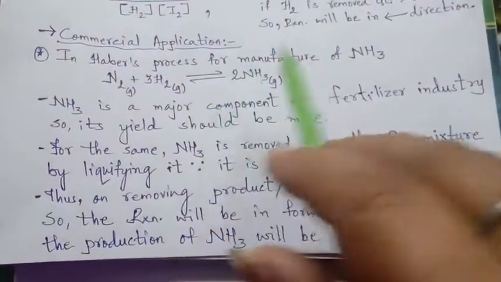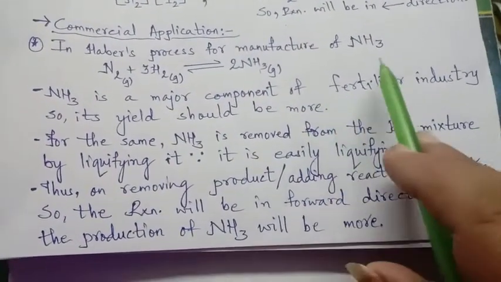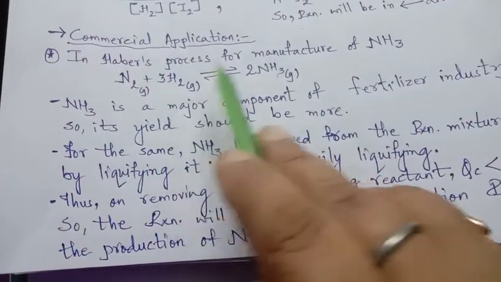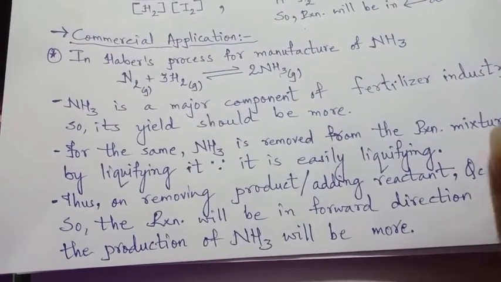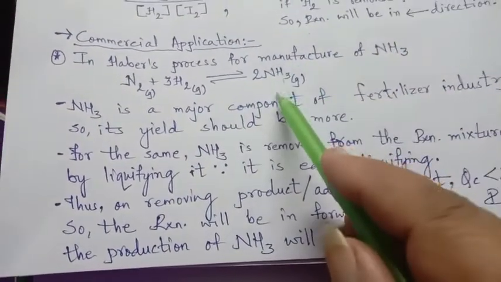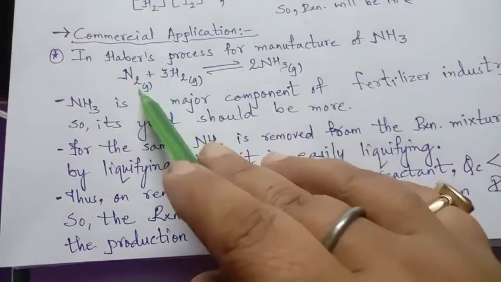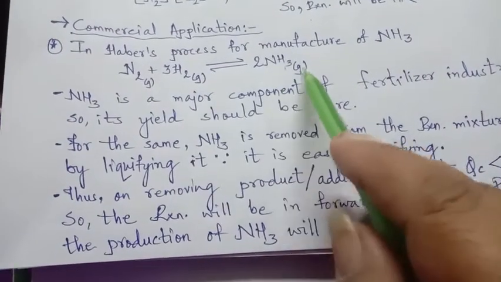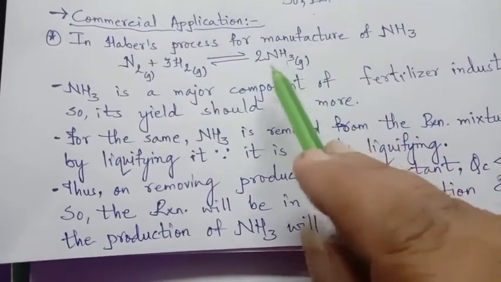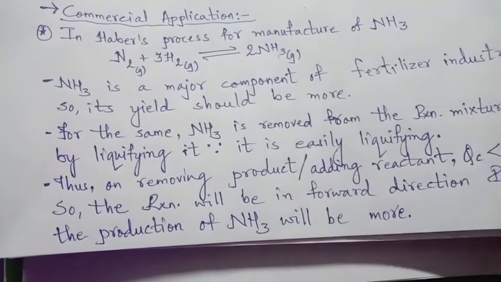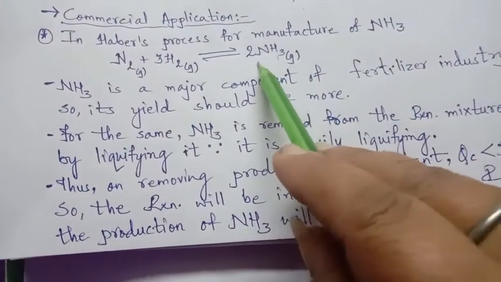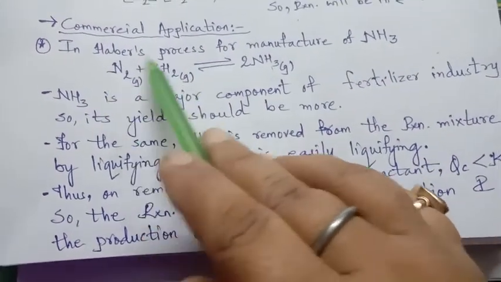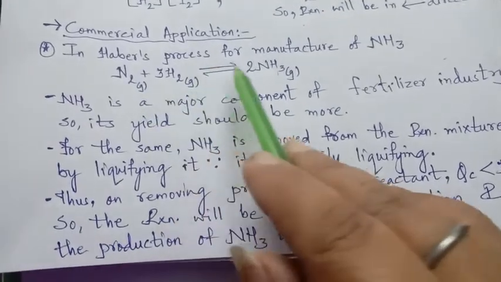And for the same, ammonia is removed from the reaction. Here you can say either reactant is added or product is removed, right? So the reaction will be forward. Ammonia is easily liquefied. Out of these three, all are gases, but ammonia very easily liquefies. So by compression, it is liquefied and removed. As soon as it is removed, the addition of the reactant takes place. The more the addition of reactant, the more will be the product.